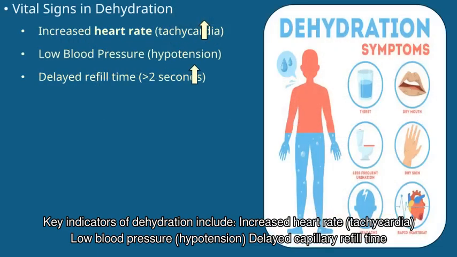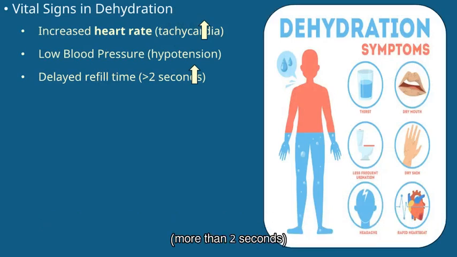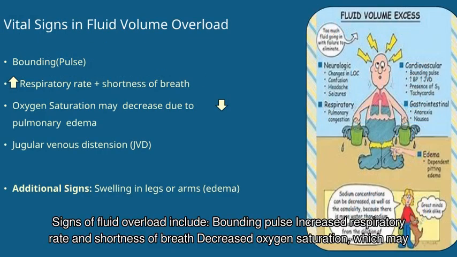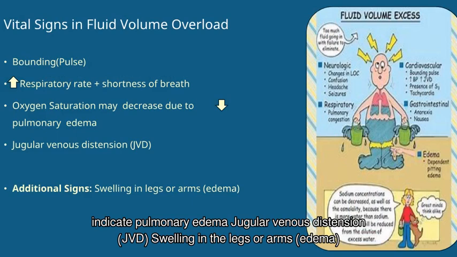Key indicators of dehydration include increased heart rate, tachycardia, low blood pressure, hypotension, delayed capillary refill time, more than 2 seconds. Signs of fluid overload include bounding pulse, increased respiratory rate and shortness of breath, decreased oxygen saturation, which may indicate pulmonary edema, jugular venous distension, JVD, swelling in the legs or arms, edema.